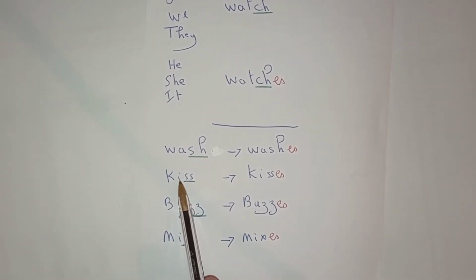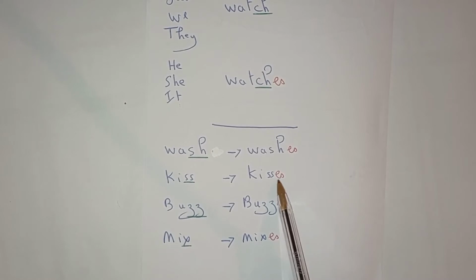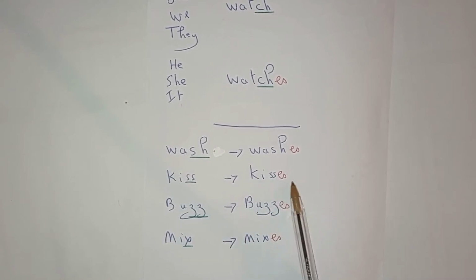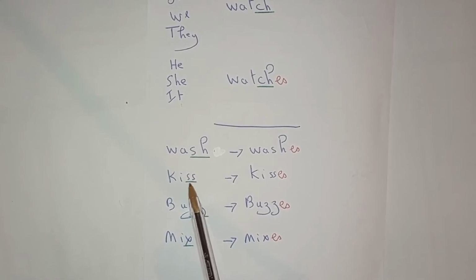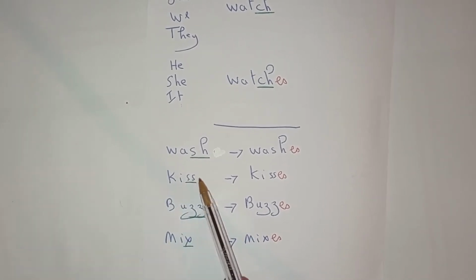Kiss. Kiss. So here, kiss, another verb. In he, she, it it takes an ES. He kisses. She kisses. It kisses. Okay? Why? Because we have two S's. This verb ends in two S's. Okay?